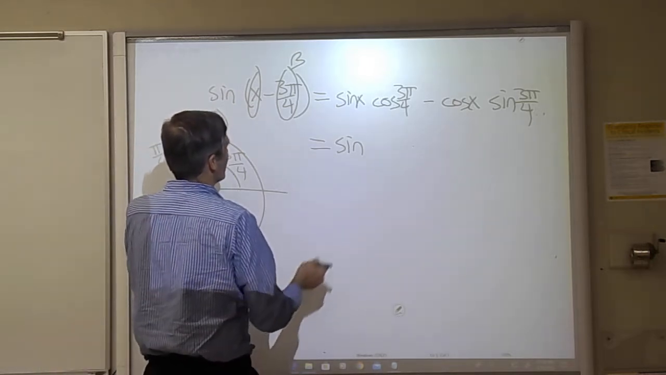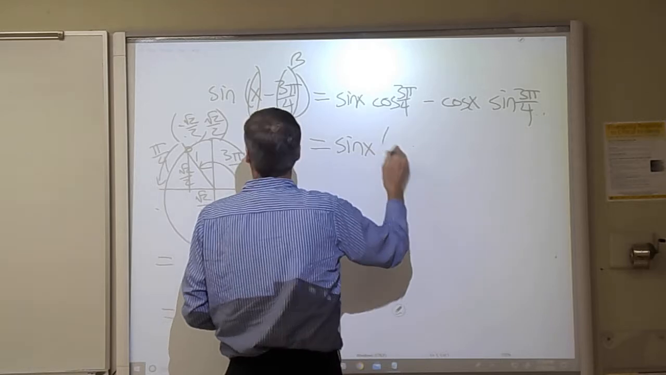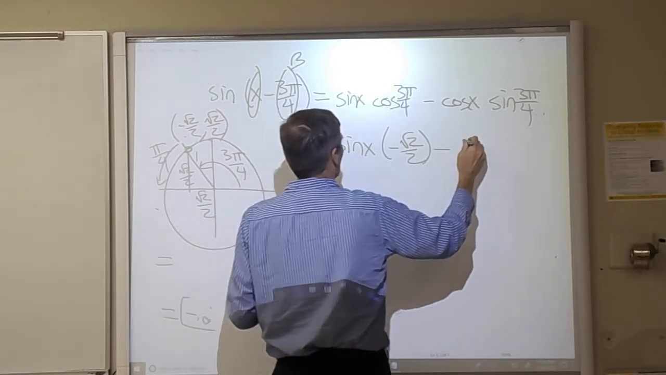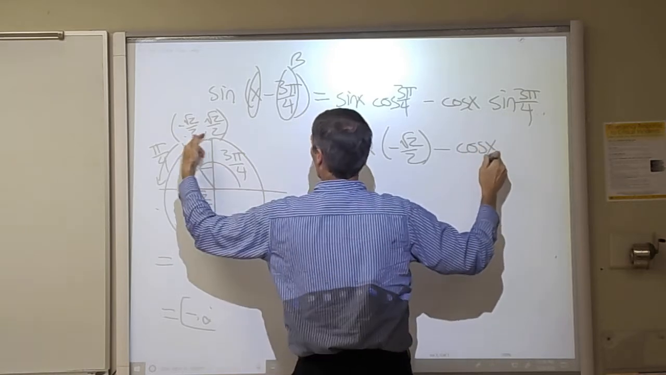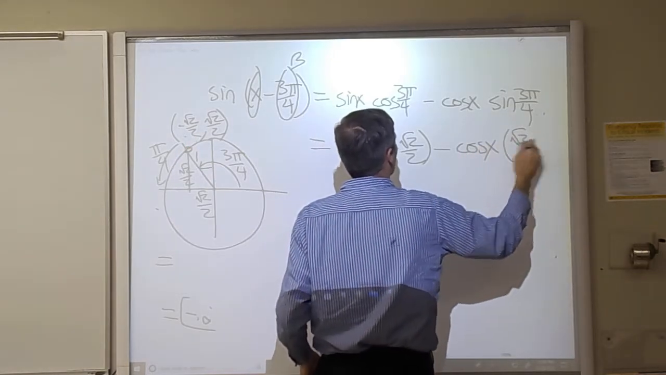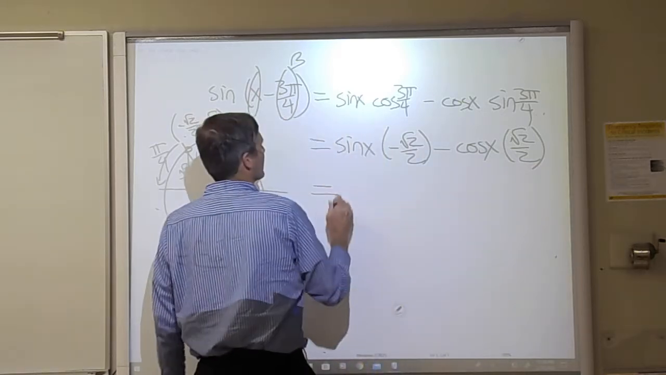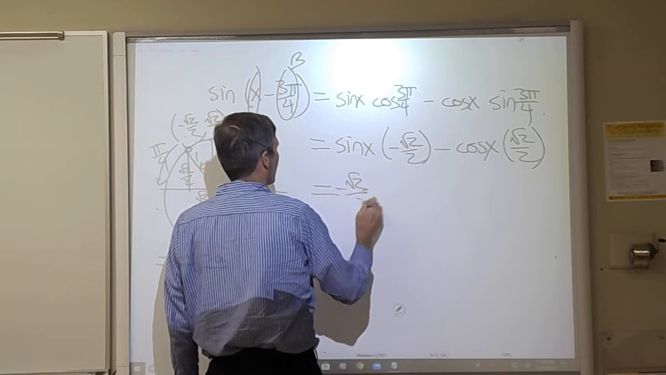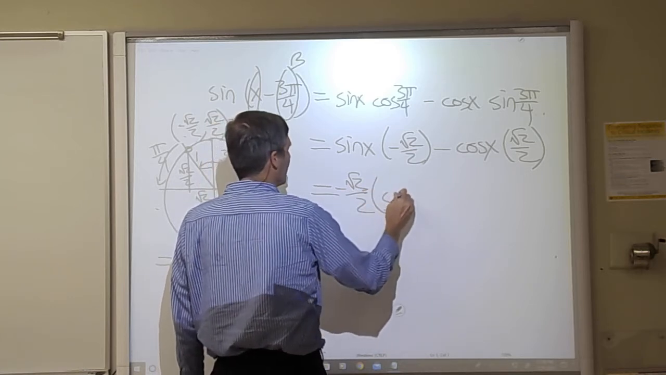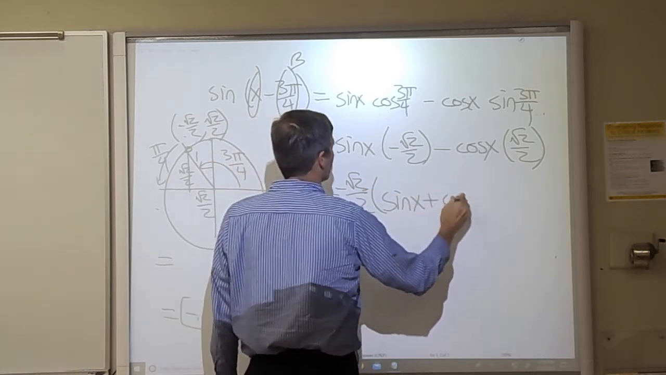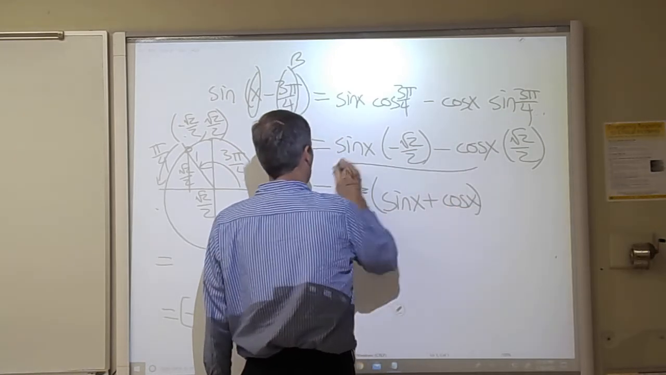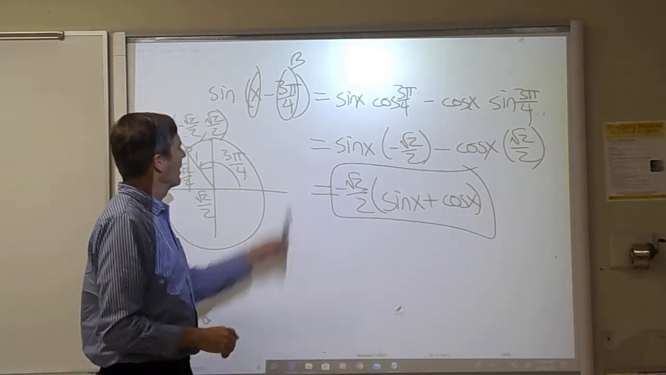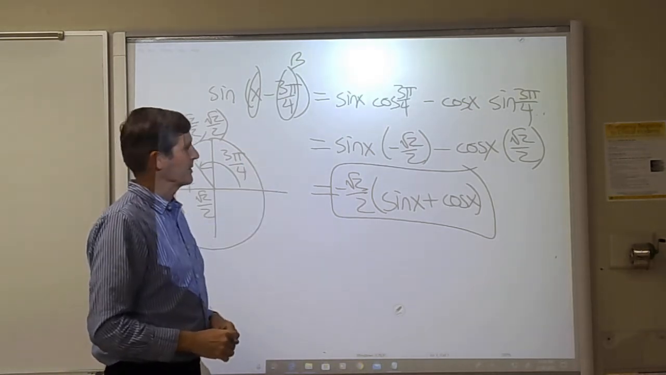So cosine is the x-coordinate, minus square root 2 over 2, and sine is the y-coordinate, plus square root 2 over 2. Evidently, we can rewrite this expression, factoring out the minus square root 2 over 2 from both of these, as minus square root 2 over 2 times sine plus cosine. There's how the sum and difference angles can allow you to rewrite these expressions.